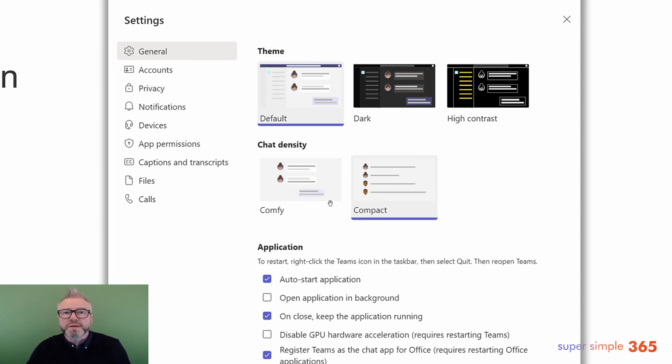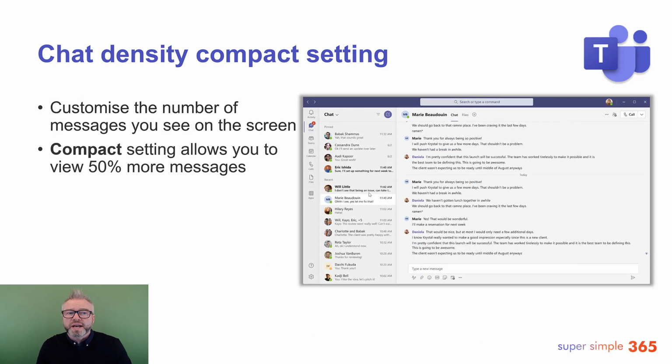So what you see at the moment would be classified as comfy after this change, and this option here, compact, is the new option. So you're going to see an additional 50% more messages on screen.